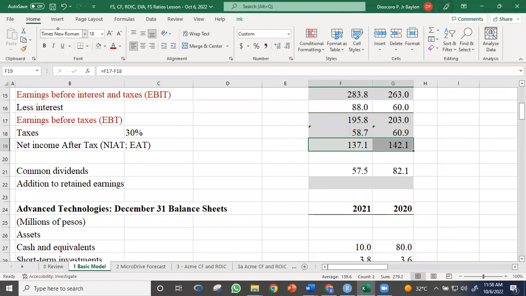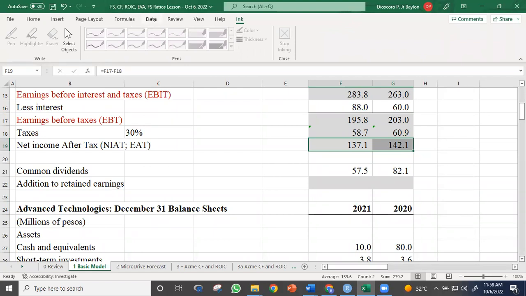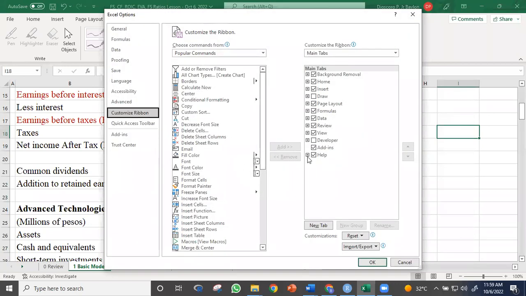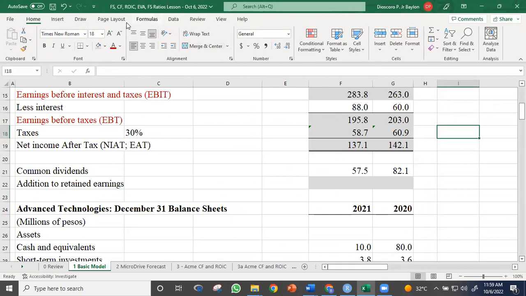Now this is now your net income after tax, right? And let me see. Insert. I don't have the draw. Why don't I have the draw? Hold the line, please. It's not checked. So draw. All right, so here is my draw.